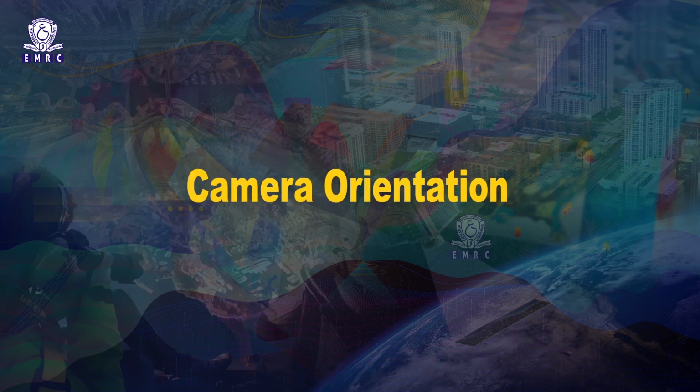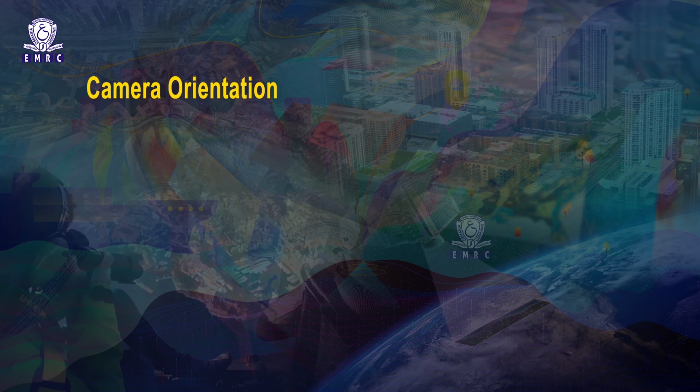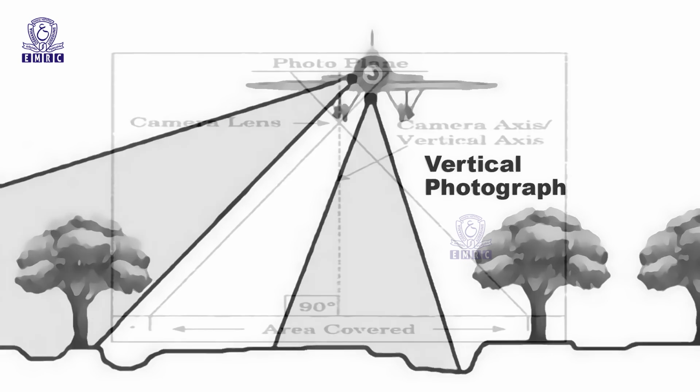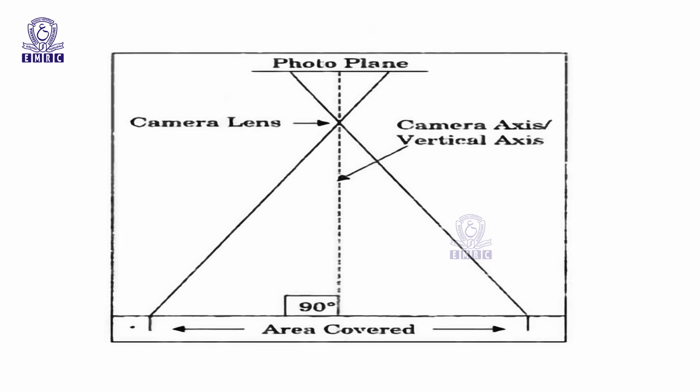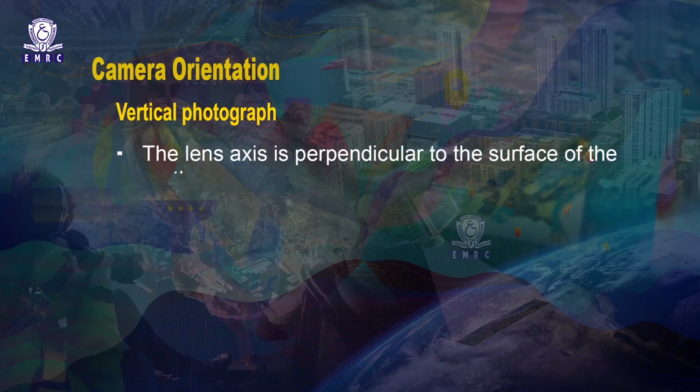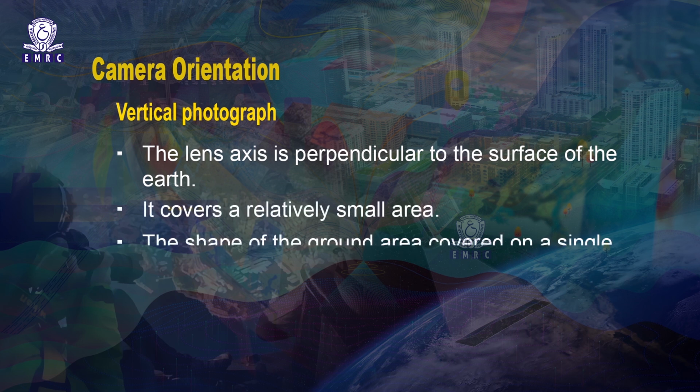Camera orientation. Based on the camera orientation, the aerial photographs can be divided into vertical. When a vertical photograph is taken, it is evident that the optical axis of the camera should be vertical or nearly vertical, where the tilt is within 3 degrees. The result is coincident with the camera axis. A vertical photograph has the following characteristics. Lens axis is perpendicular to the surface of the earth. It covers a relatively smaller area.